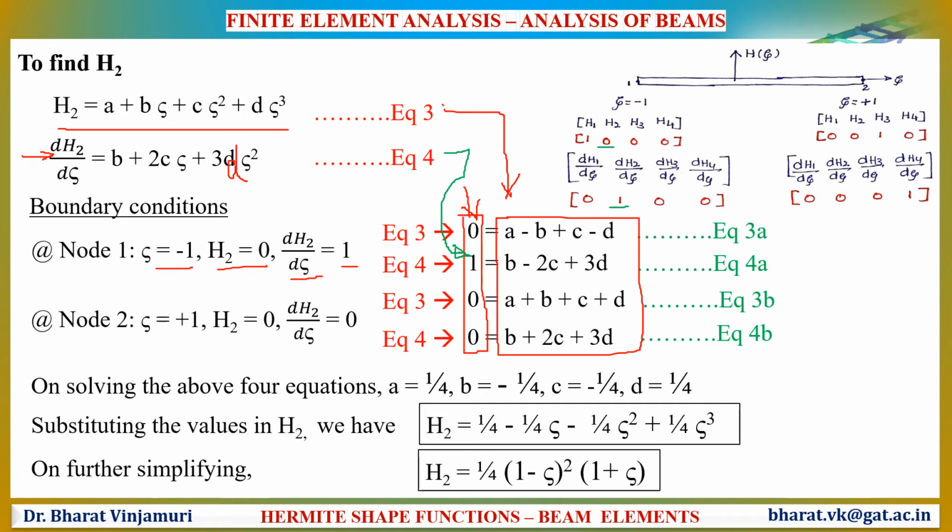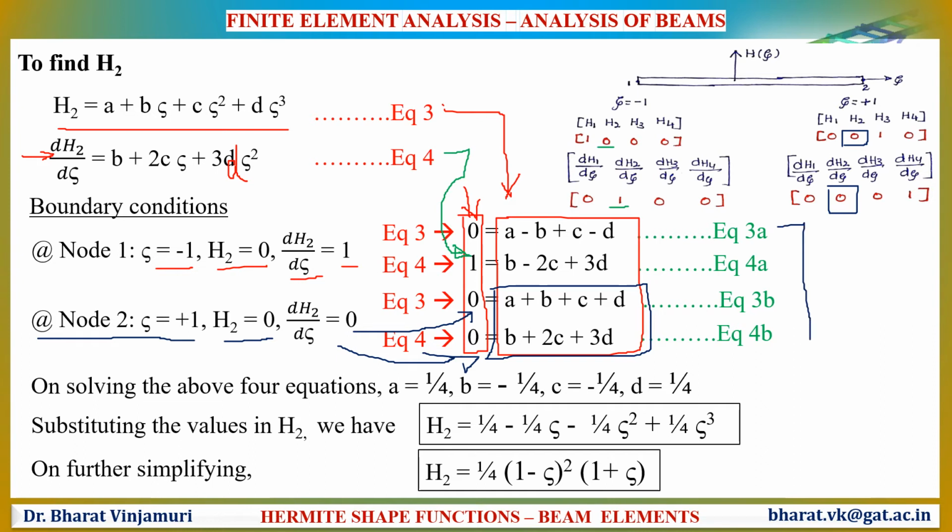Now the boundary conditions at node 2: zeta is equal to plus 1, and the value of H2 is 0. You do not have H2 here, and the first derivative of H2 is also 0. Since they are zeros, applying these boundary conditions to equations 3 and 4, you will end up with zeros on the left hand side, and the right hand side remains the same as the previous case, being a plus b plus c plus d and b plus 2c plus 3d.